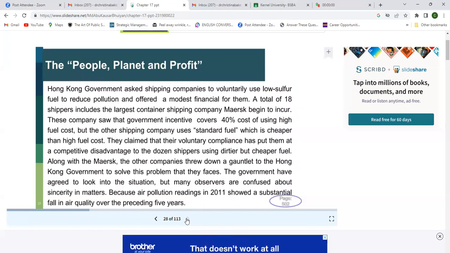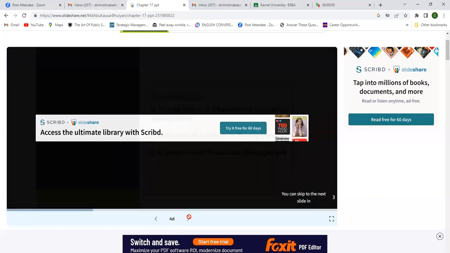They claim their voluntary compliance has put them at a competitive disadvantage to dozens of shippers using the dirtier but cheaper fuel. Along with Maersk and other companies, they threw down the gauntlet to the Hong Kong government to solve the problem they face. The government has agreed to look at the situation, but observers are doubtful about its sincerity because pollution readings in 2011 showed a substantial fall in air quality over the preceding 5 years.